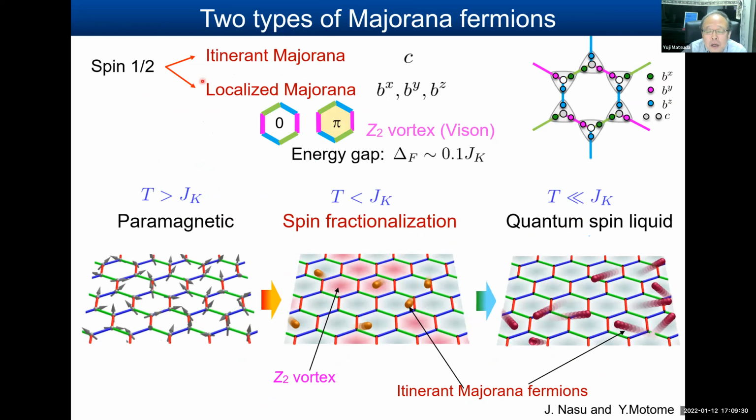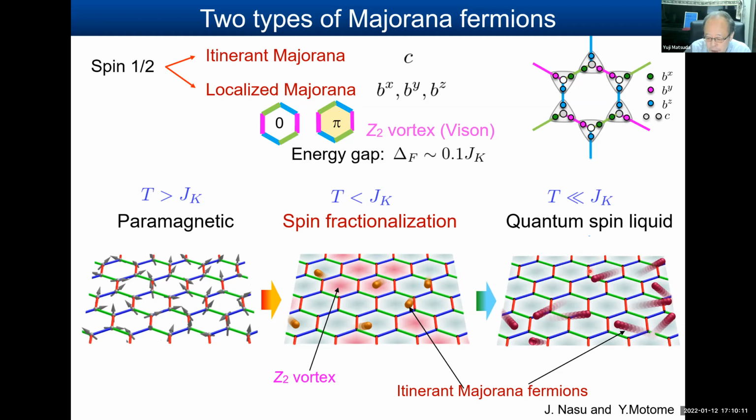The spin liquid has itinerant Majorana and localized Majorana excitations. The localized Majorana excitation is the Z2 flux excitation, which has an energy gap of nearly 10% of J_K. At high temperature, the system is paramagnetic. At low temperatures, spin fractionalization occurs, and the itinerant Majorana fermions interact with the Z2 vortices. At very low temperatures, the Z2 vortices disappear and the quantum spin liquid state is realized. In this state, itinerant Majorana fermions move around the whole crystal.